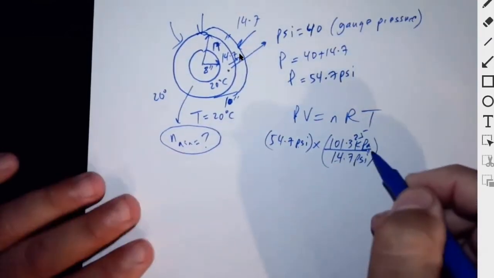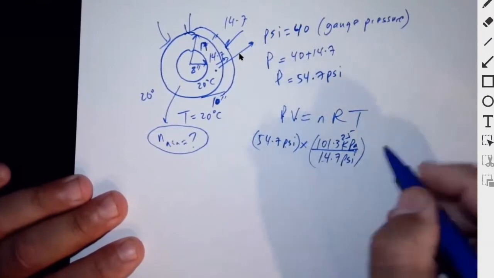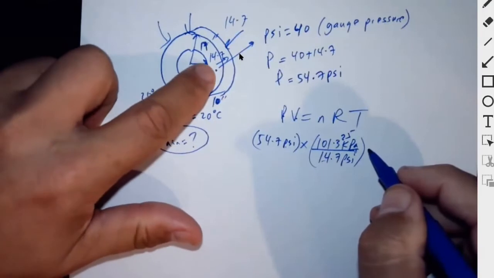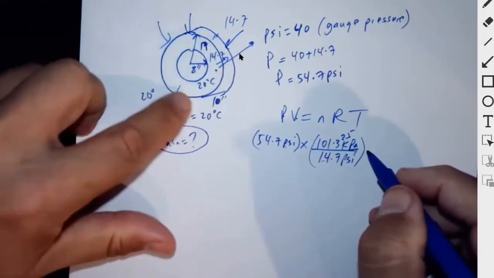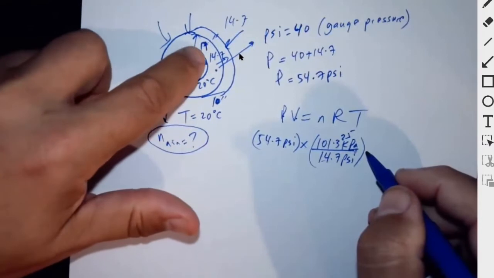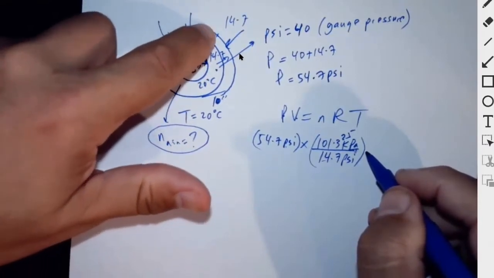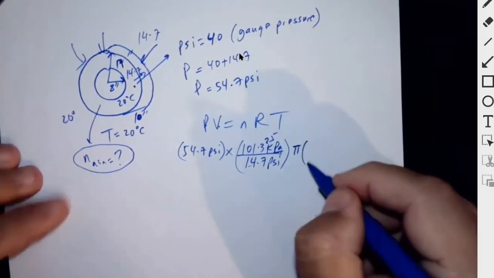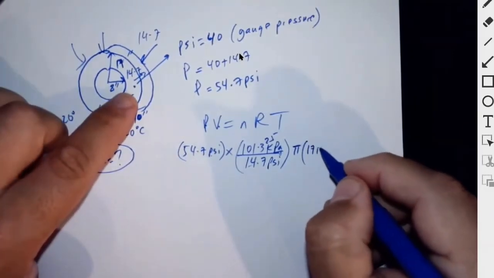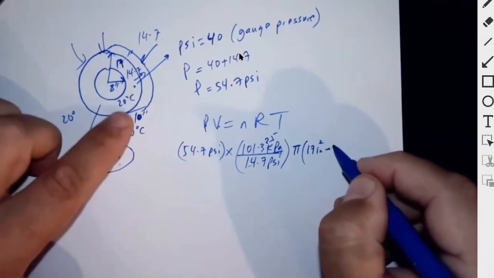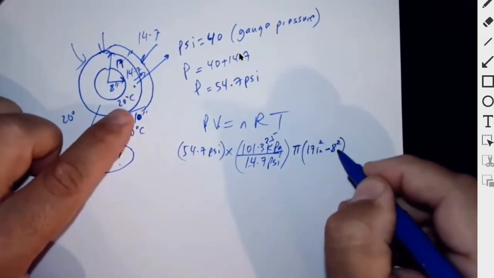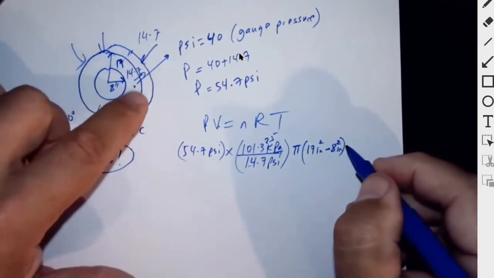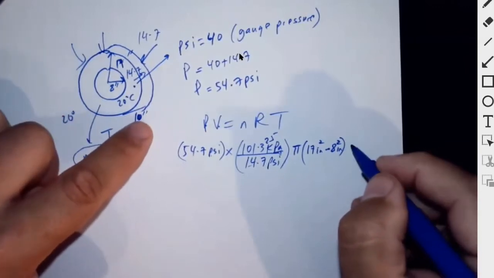So now I'm converting it to pascals. Now the volume. How do we calculate the volume of this? It's pi r2 squared minus pi r1 squared times the thickness, right? So pi times 17 inches squared minus 8 inches squared, times the thickness this way, which is 10 inches, right?